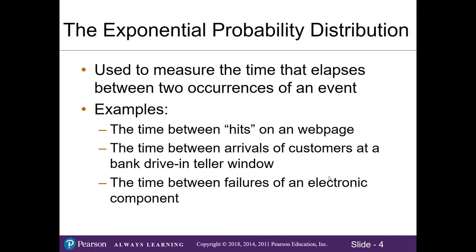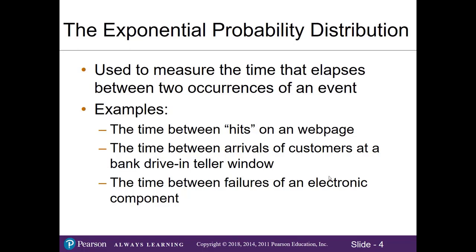So for the exponential probability distribution, which we will focus on, this is used to measure the time that elapses between two occurrences of an event. So, for instance, we might want to know the time between hits on a web page, or the time between arrivals of customers at a bank drive-in teller window, or the time between failures of an electronic component. All of these can impact business decision making.